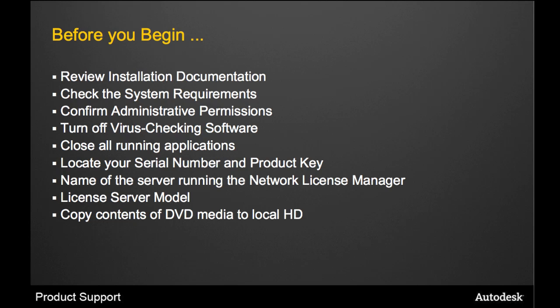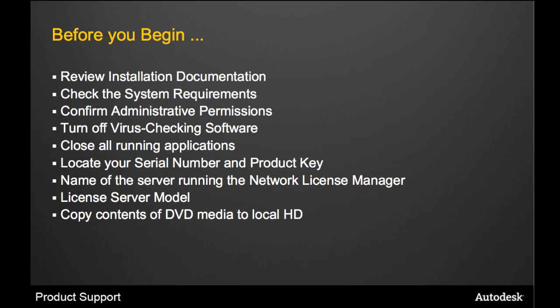Make sure you know your serial number and your product key. We're going to talk about where you can locate that information, but it's required for the installation process, so have it handy. Make sure you know the name of the server that's running the Network License Manager for network licensing. This is critical as you'll enter this during the deployment creation phase, and every machine will look to this server.